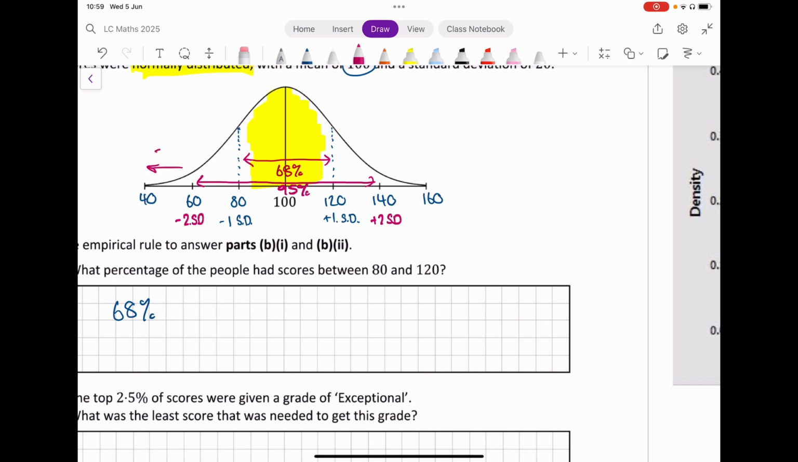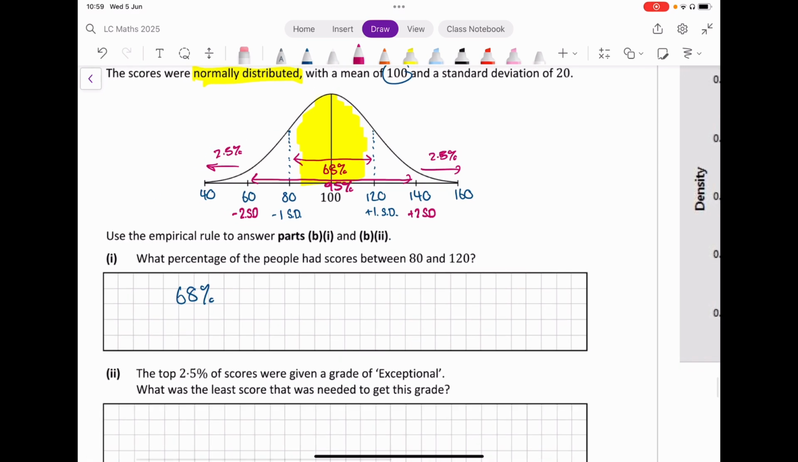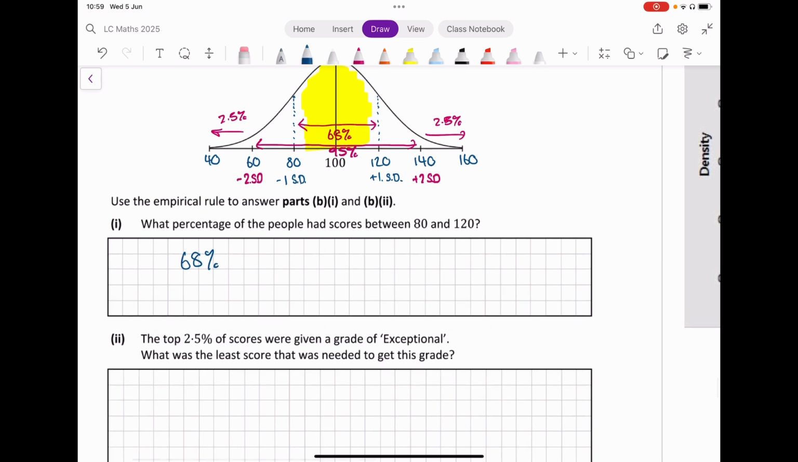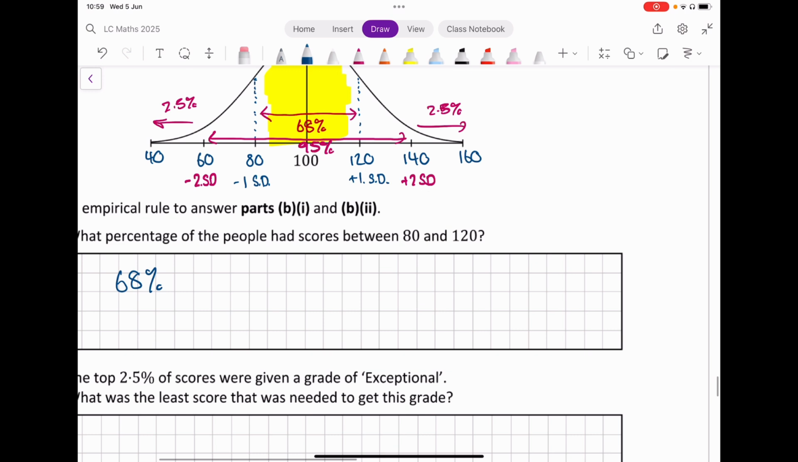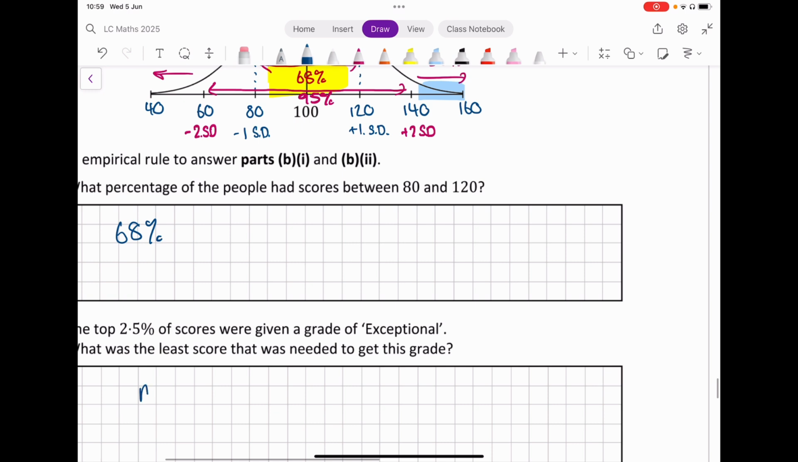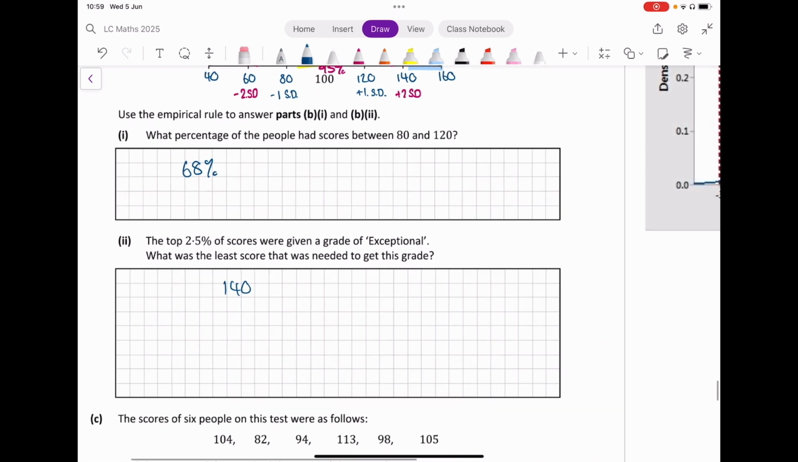2.5% are this side, and another 2.5% are this side. That's a 5. So if you're exceptional, you're obviously on the top side of things. So the minimum score that you would need to get in order to be up here is above, well, it says the least score actually, so it's not above. The least score is 140. So it's 140 to get that exceptional.